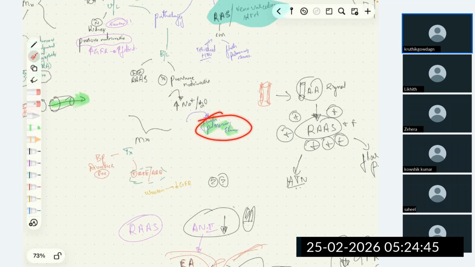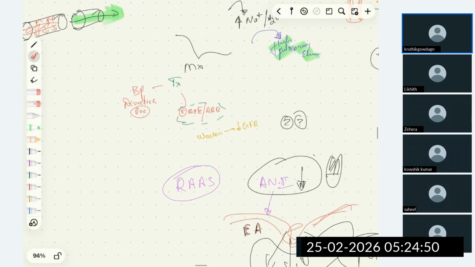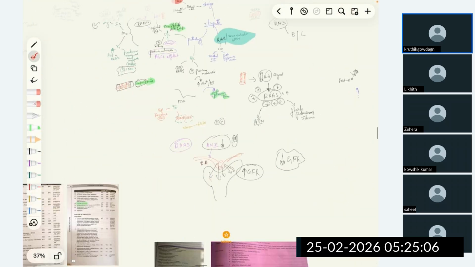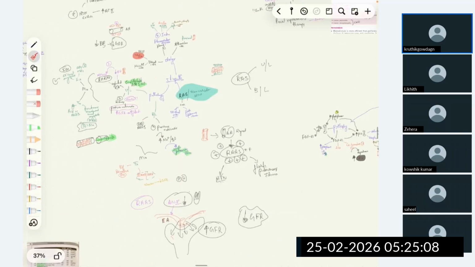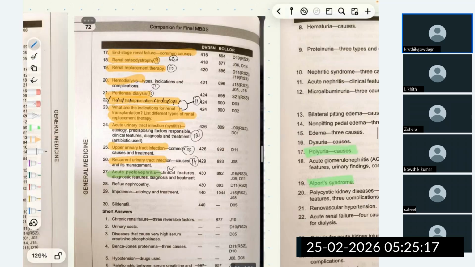The investigations are the same as unilateral renal artery stenosis. The treatment is ACE/ARB inhibitors. Sorry, not ACE/ARB inhibitors. ACE/ARB inhibitors are contraindicated. The BP is managed by giving diuretics, which is the drug of choice. BP control and flash pulmonary edema is treated with diuretics. This completes our topic, renal artery stenosis. Now we finished two topics, Goodpasture syndrome and renal artery stenosis. Okay.